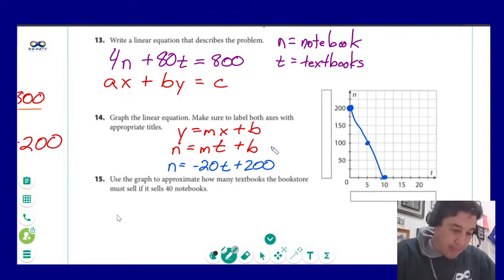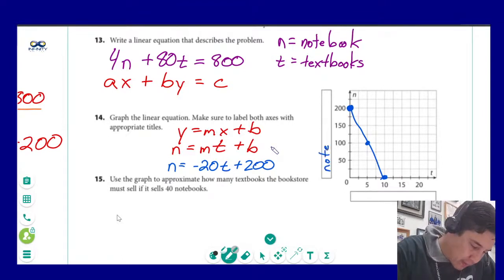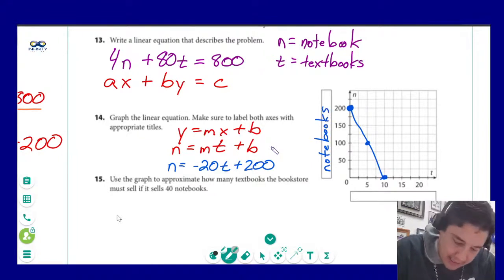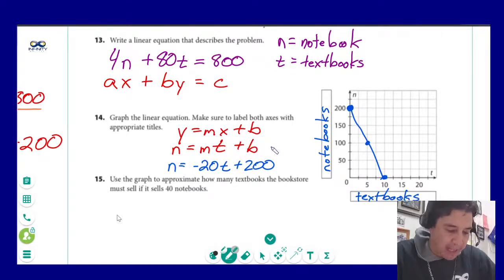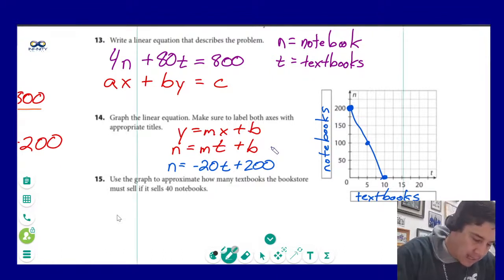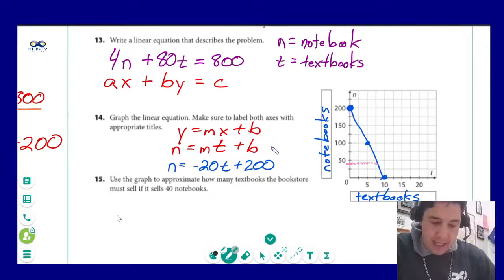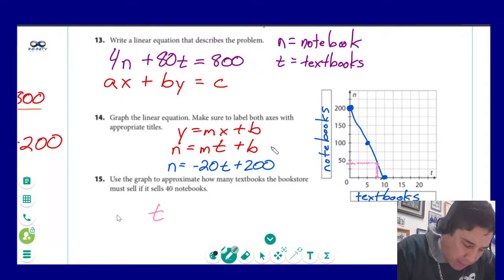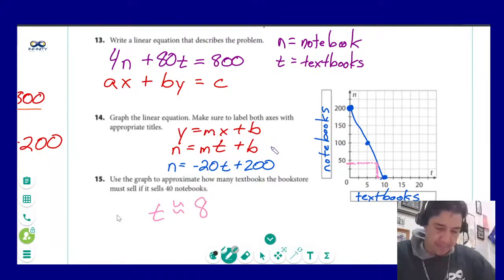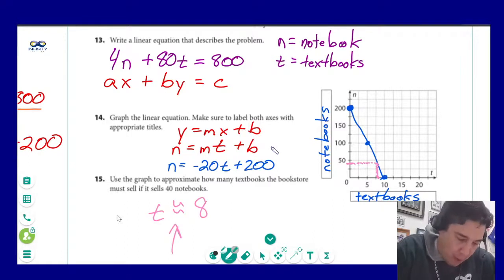And they wanted us to label it. We already said N is notebooks and T is textbooks. And then the final question says, use the graph to approximate how many textbooks the bookstore must sell if it sells 40 notebooks. And that's why they say approximate. So 40 notebooks is right about here. If we sell 40 notebooks, it looks like it's about 8. Right? This middle part would be 7.5. It's a little bit past the middle. So I'm going to say that textbooks would be approximately 8. This means approximately because they asked me to approximate.